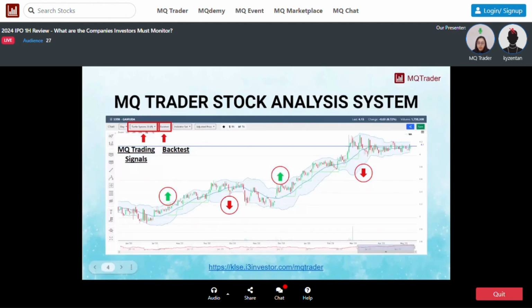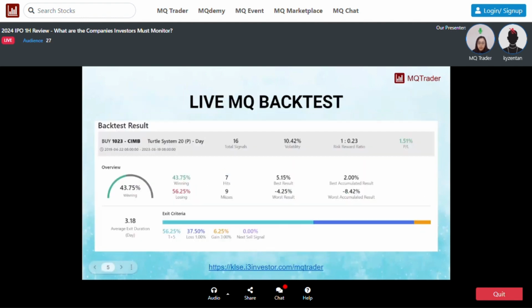Next, MQ Trader signals with live backtesting result is also another popular feature. You can search any stock to view the price charts in the MQ Trader system, and select any MQ Trader signal in the drop-down list, which is in the red rectangle indicated here. Then you will see buy and sell signals instantly on the price chart. Then you can do a backtest to test the past signal accuracy by just clicking on any green buy signal. After that, you will see the backtest result instantly on a new tab.